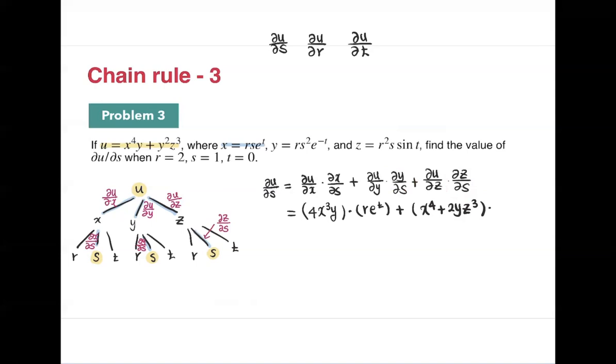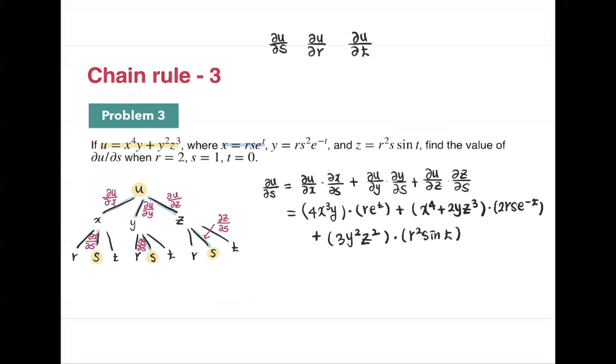Let me check more. du/dy was x to the 4 plus 2yz cubed. Okay, so we need to multiply by dy/ds. dy/ds is 2rs e to the minus t. Okay, plus du/dz is given by 3 times y squared z squared, times dz/ds is r squared sine t.